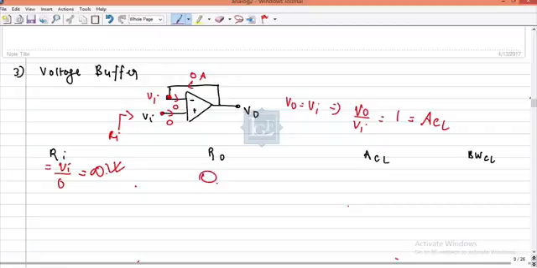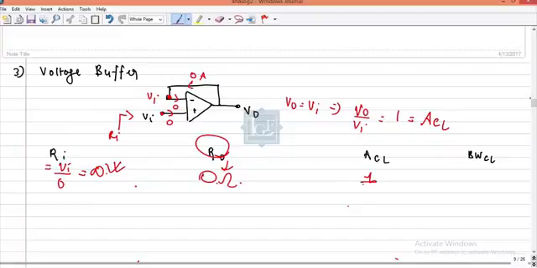Now R naught will be 0 ohms. Why? Because it is taking input voltage as output voltage, so overall it is just decreasing the output resistance. Take it for granted, guys, just remember R naught is 0 ohm. Why it is so, you will understand when we discuss feedback amplifiers.